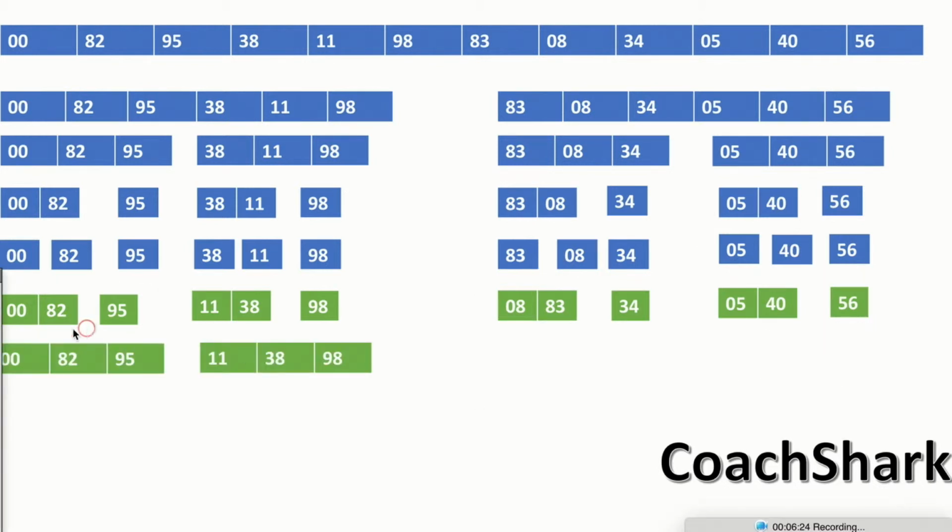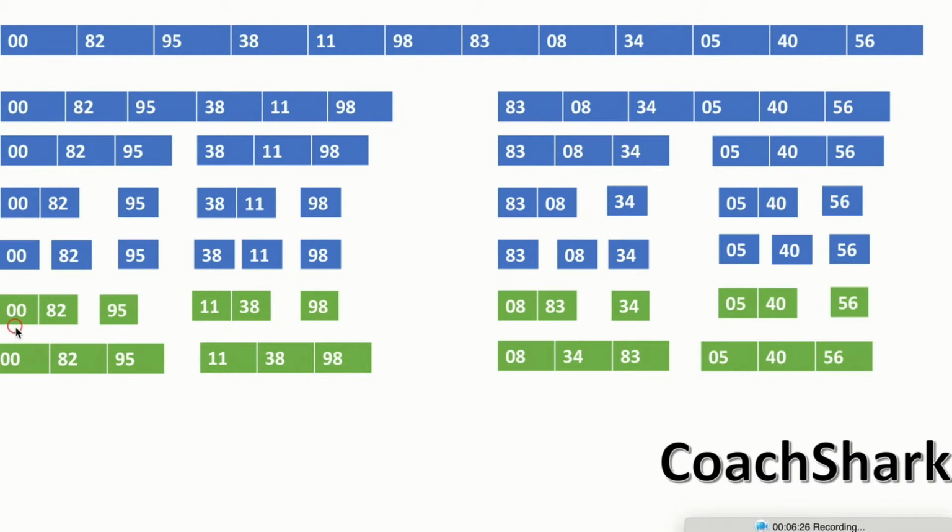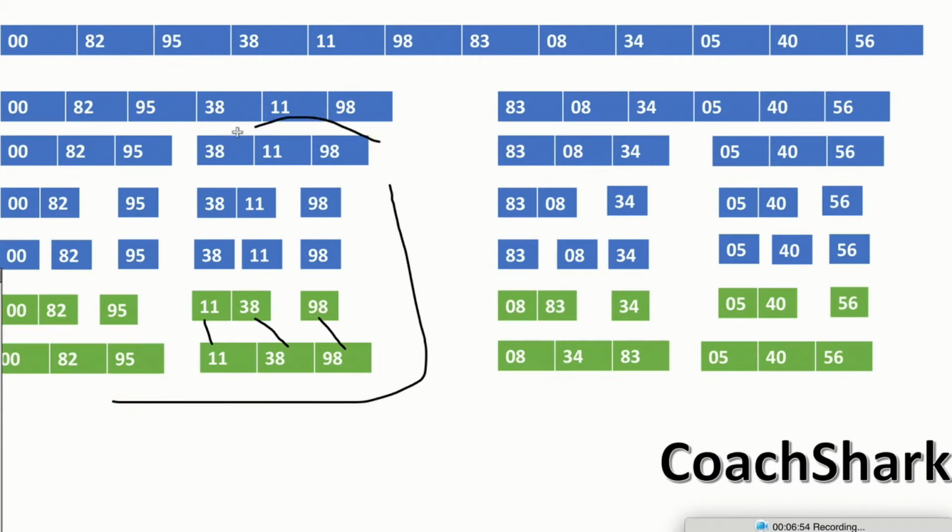We continue the process. 0, 0, 82, 95 is sorted. 11 is smaller than 98 and 38 is smaller than 98, and as nothing is remaining we put 98. This problem is sorted.